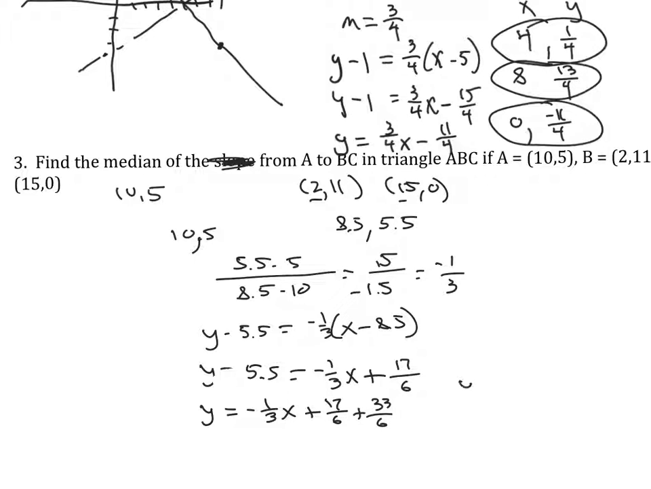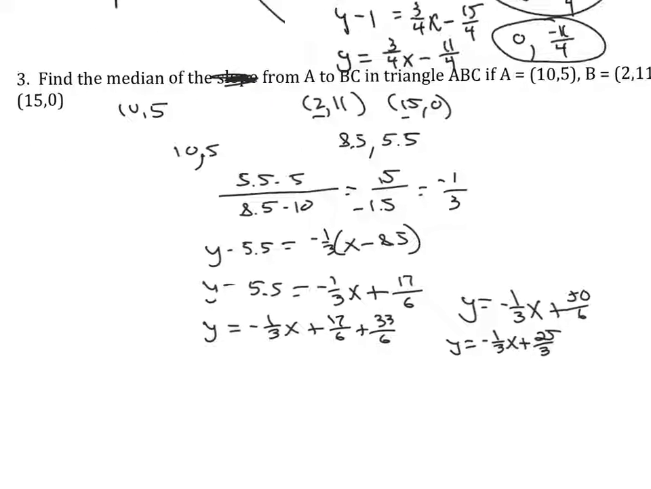So we would get y is equal to negative 1/3 x plus 50 over 6, or y is equal to negative 1/3 x plus 25 over 3, which is equal to 8 1/3. Okay, so that's the equation of our median. At least I hope it is.